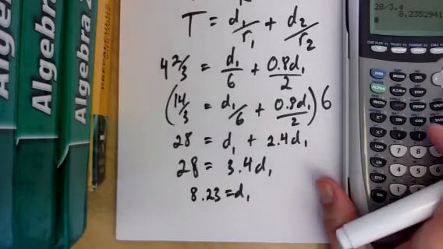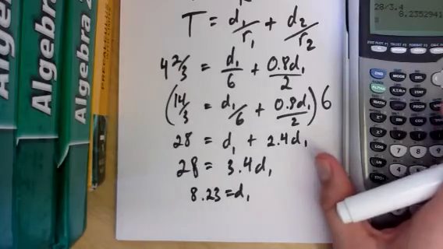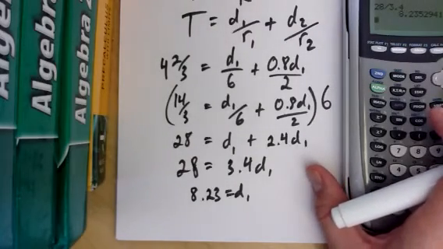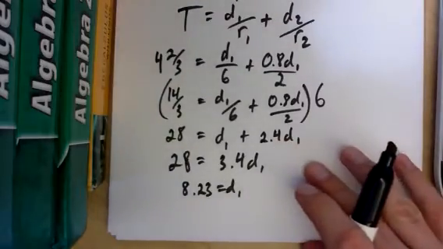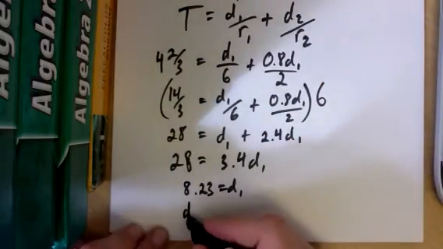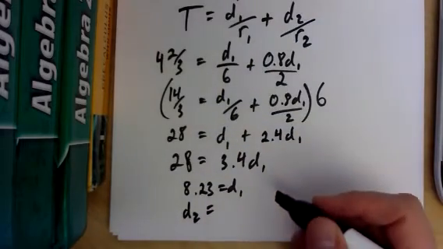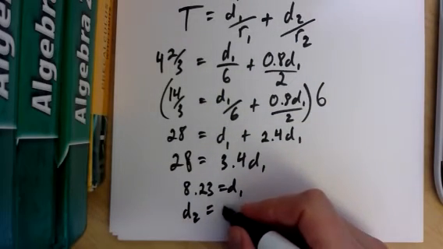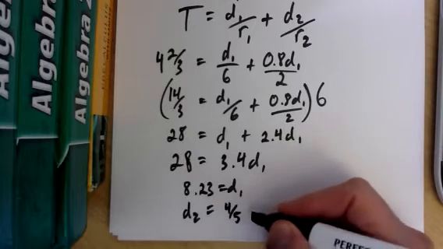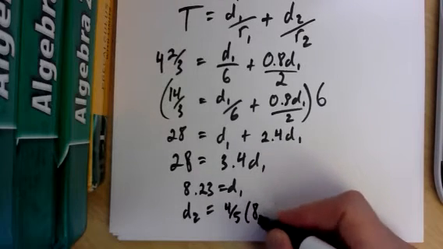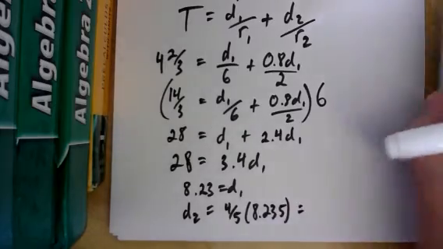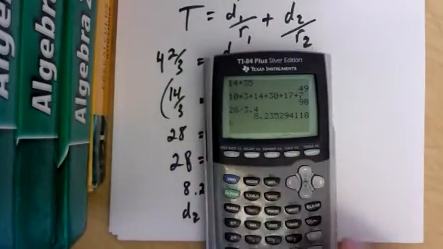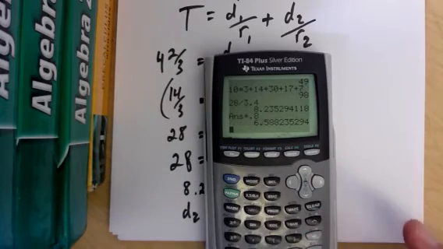However, that's only distance 1. We still have to find out, actually the question is, how far did he travel in total, which means we have to add up the two distances. So the question is now, what's D2? D2 is 4/5 or 8/10 of D1. So I'm going to take this distance from the previous calculation times 0.8.